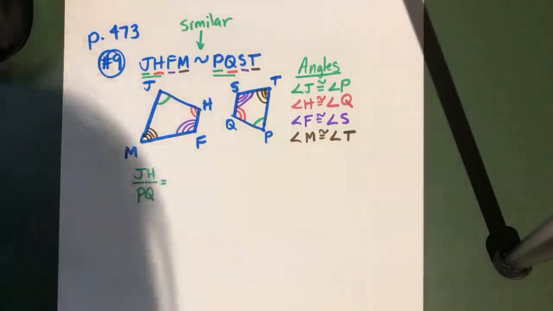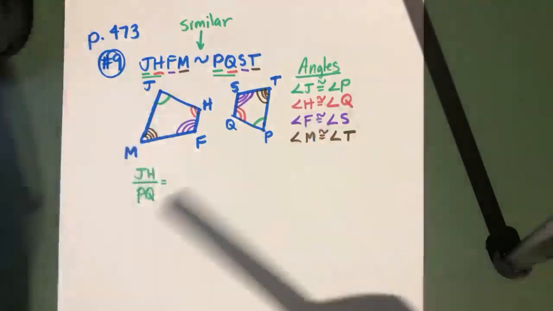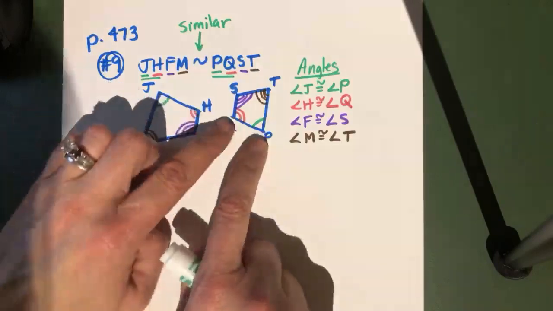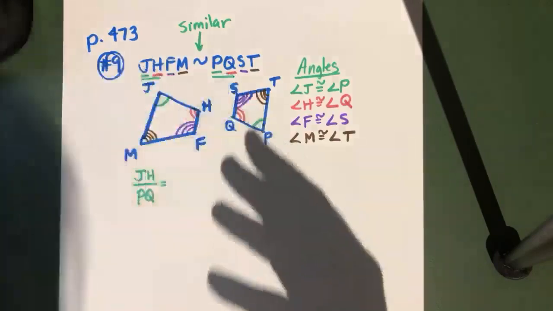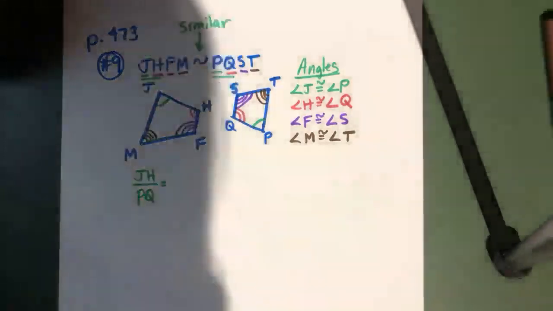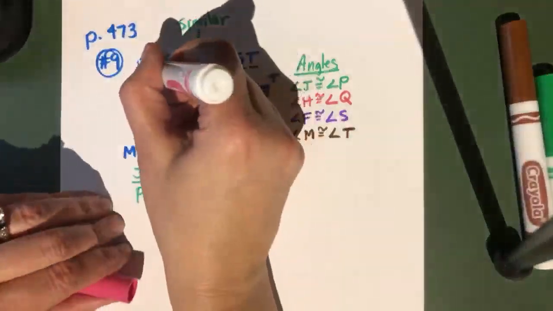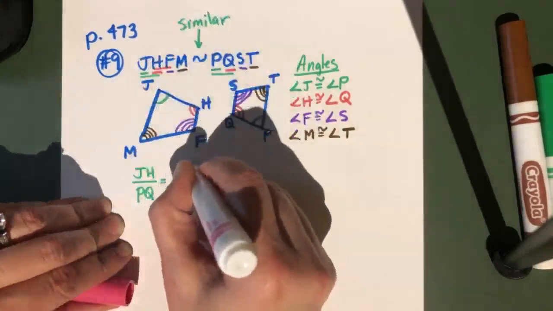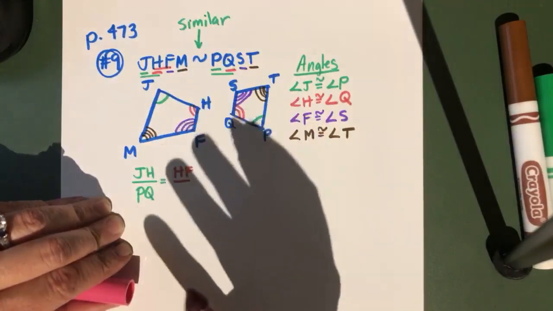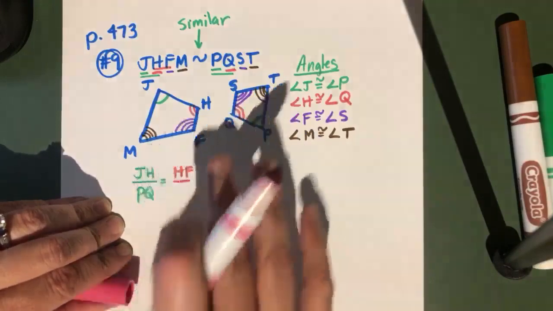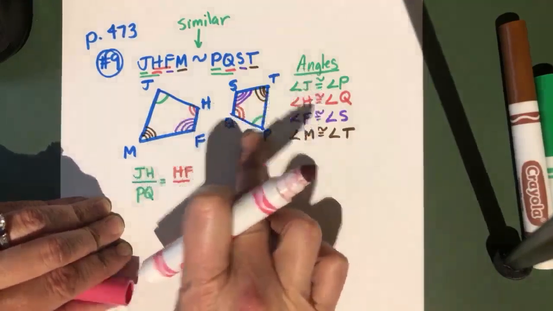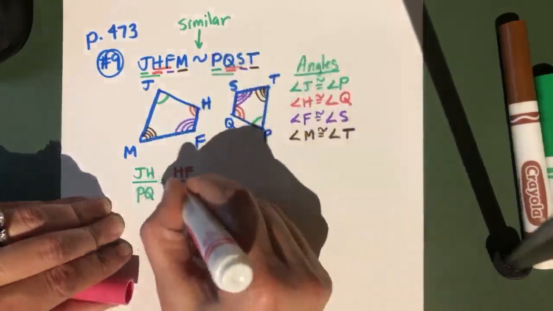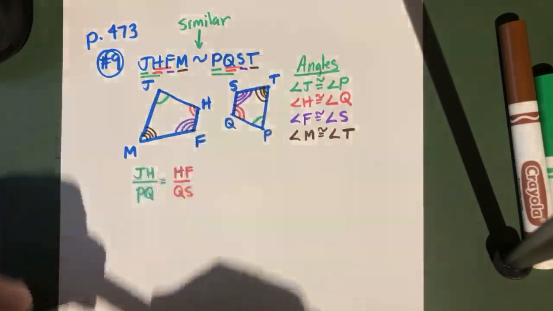So the next one, and again, you can also match these up. JH connects 1 arc and 2 arcs. PQ connects 1 arc and 2 arcs. So you can use your angles as a reference as well. So let's do the next one. We know that HF, if you look at HF right there, and we're not doing scale factors, so we're not doing pre-image over image. Otherwise, we'd put this one on top. This is just doing proportions. So HF over QS, okay.